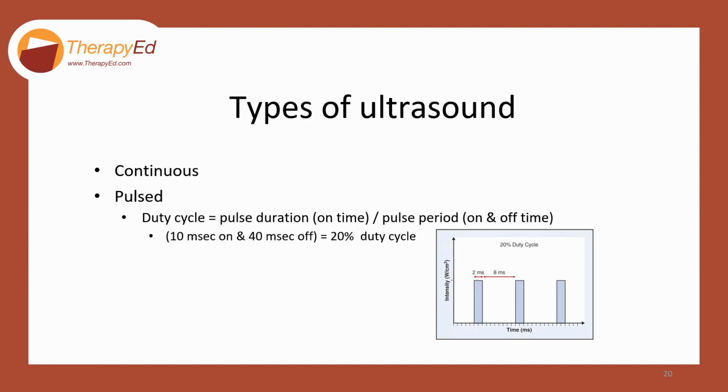And of course, the lower the duty cycle, the less thermal effect. They wouldn't give you something like a 90% pulsed duty cycle. I don't even know if there's a machine that can do that. Usually they're set at 20%.